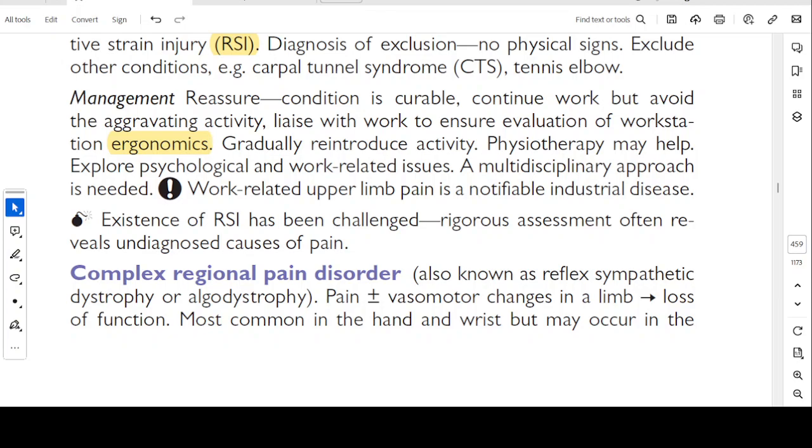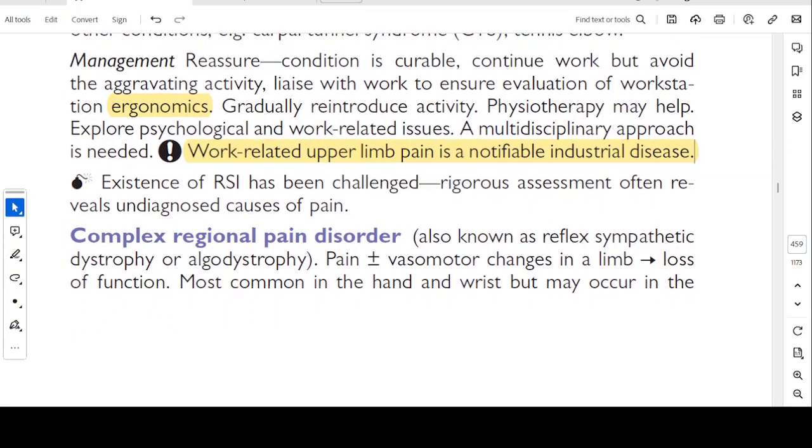Work-related upper limb pain is a notifiable industrial disease. Existence of repetitive strain injury has been challenged. Rigorous assessment often reveals an undiagnosed cause of pain.